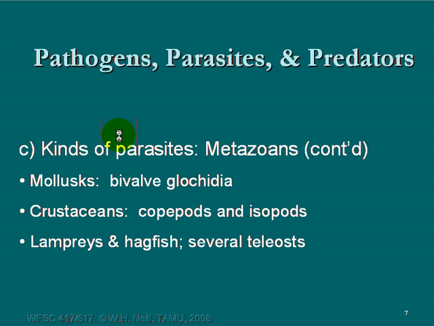And then finally you reach the level of chordates, the lampreys and the hagfish we've already talked about. And there's some teleosts also that are parasitic.